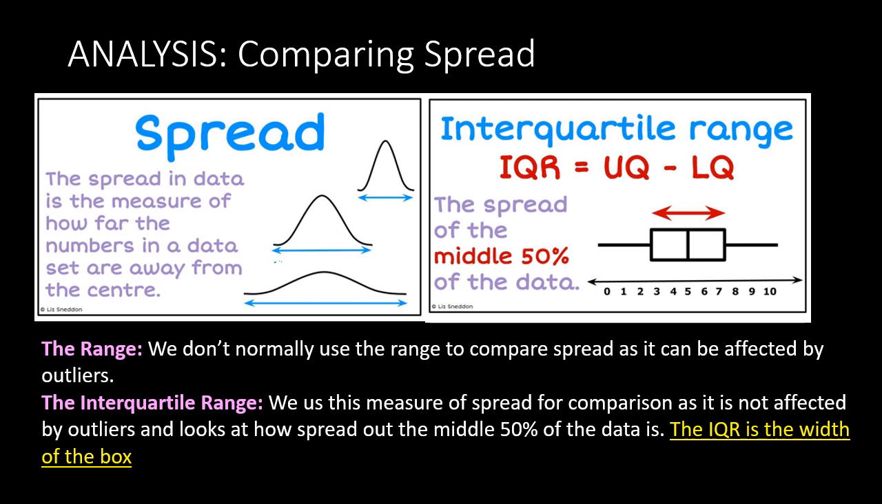Okay, so what we usually use is the interquartile range. We talked about this a little bit last term, and it's the upper quartile minus the lower quartile. Looking down here, which lines are our quartiles?